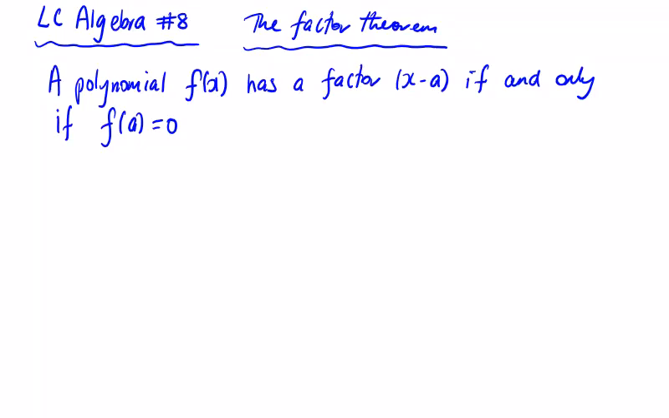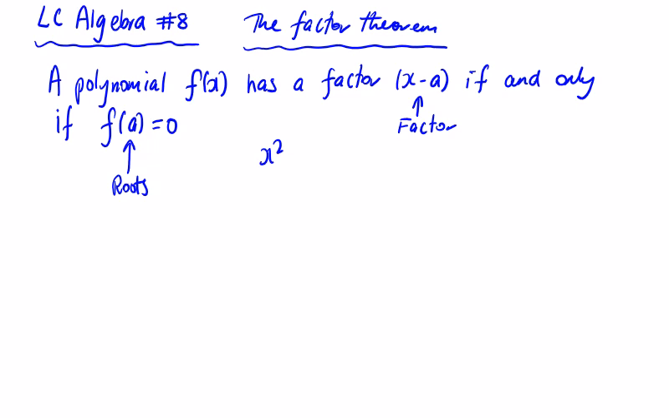In this video, we're going to look at the factor theorem. The factor theorem states that a polynomial f of x has a factor x minus a if and only if f of a is equal to 0. So here we're looking at the roots, and here we're looking at the factor. And we do need to know the difference between the two.